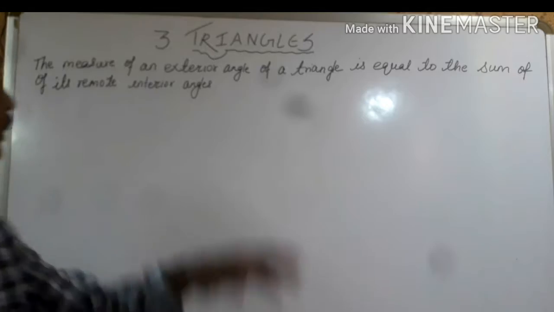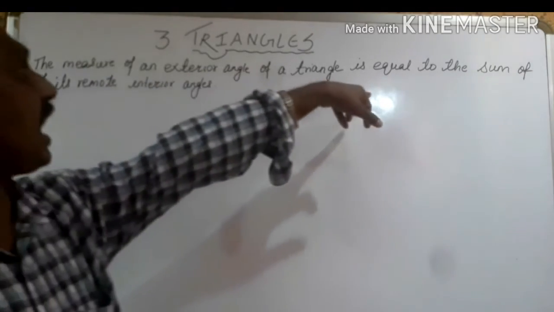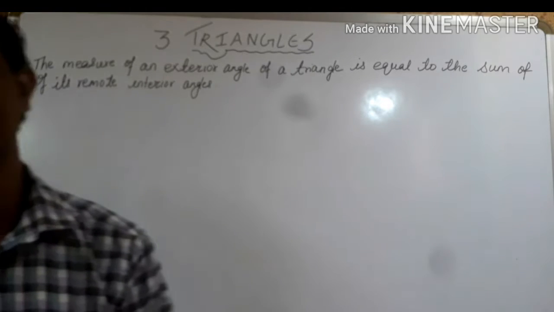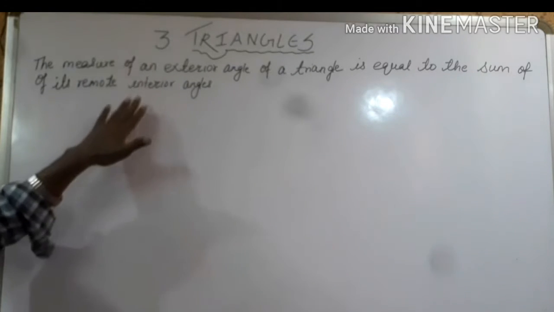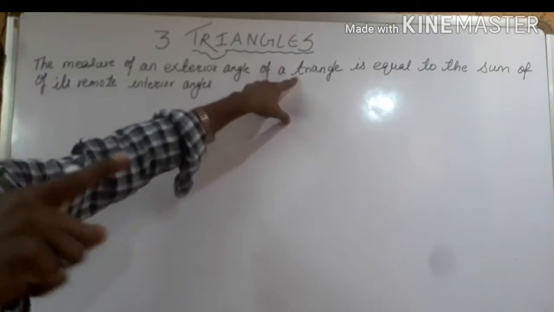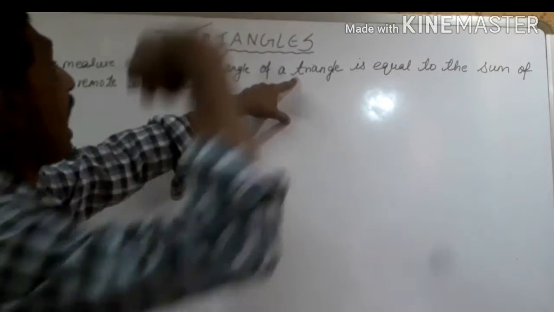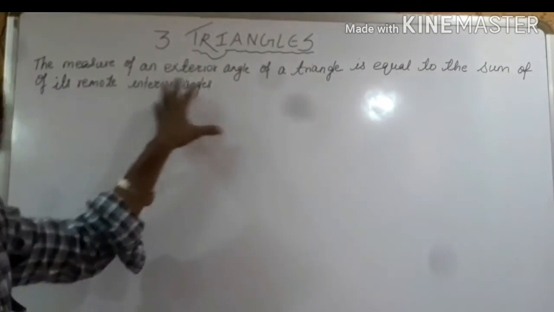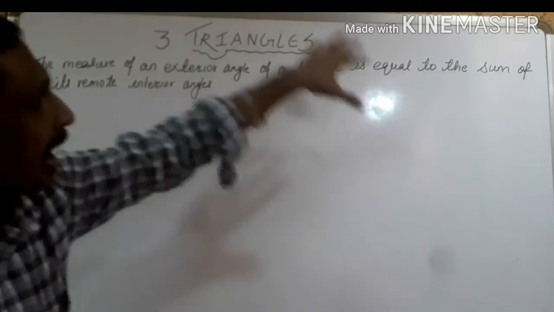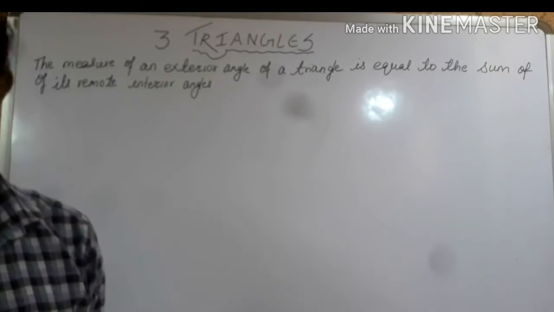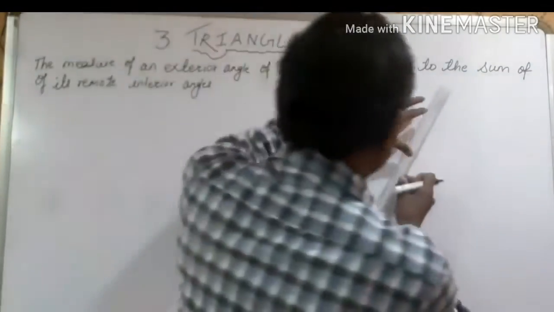Let's take the first theorem. The measure of an exterior angle of a triangle is equal to the sum of its remote interior angles. What does it tell us? It tells us that an exterior angle of a triangle, that means an angle which is outside the triangle, is equal to the sum of its remote interior angles. Let us first draw a figure for it and understand the statement.